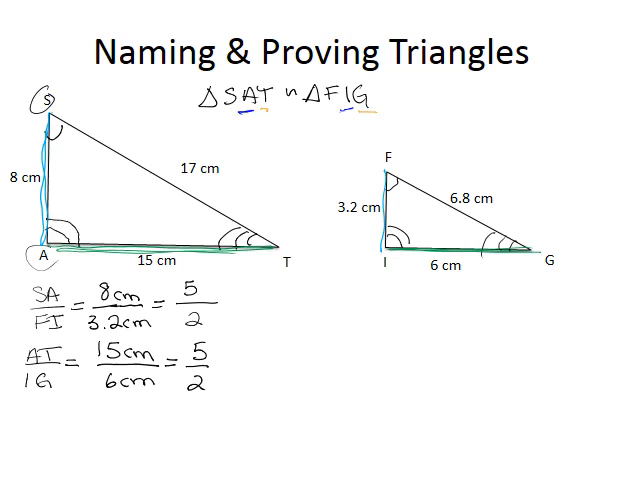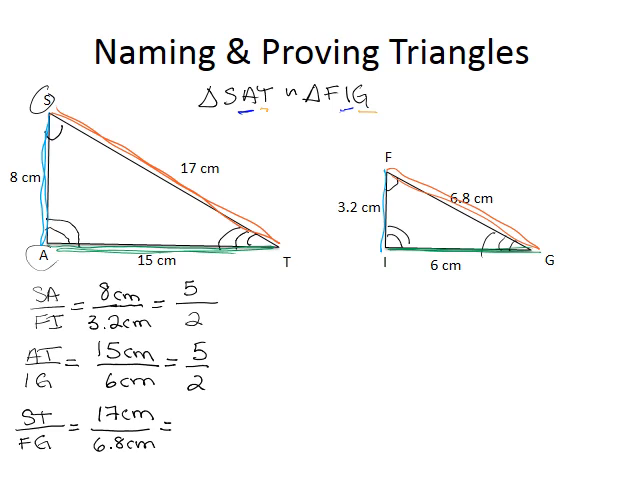Last side. So we have ST and FG. Now one thing to notice, I'm always putting the first triangle as the numerator and the second triangle as our denominator. So here I'll write side ST over side FG is equal to 17 centimeters over 6.8 centimeters, which should give us 5/2, but let's check it out. And it does. We get 5/2 again.